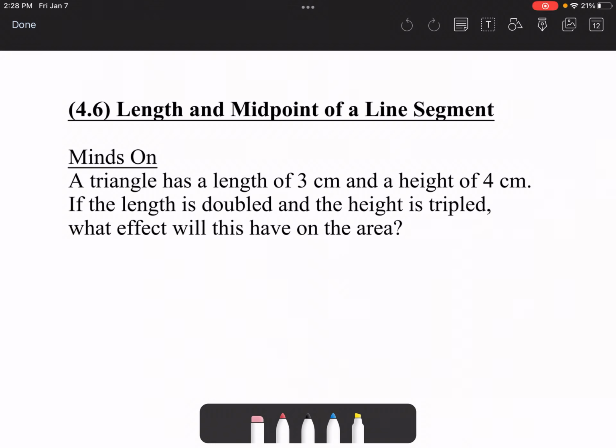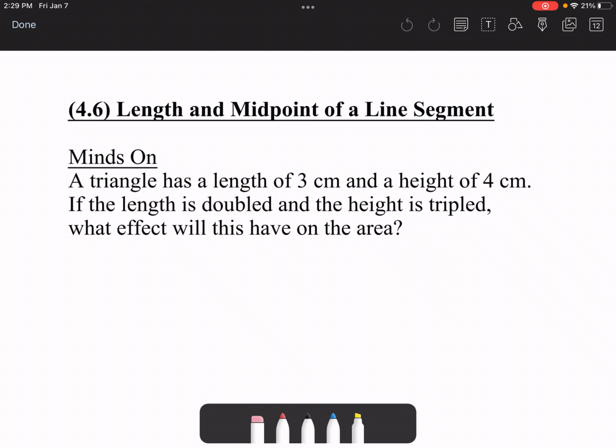Hello and welcome to lesson 4.6, length and midpoint of a line segment. So this section is definitely different in the 1WA course as it is not covered in the 1W1 course. This is something extra for sure, the entire lesson.